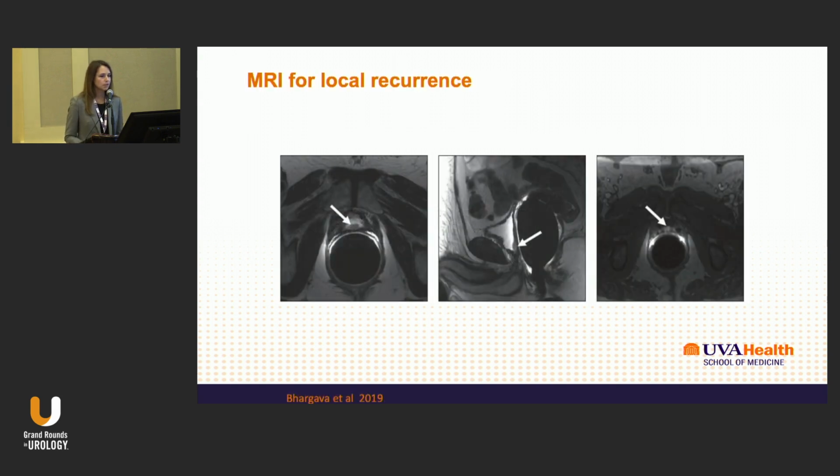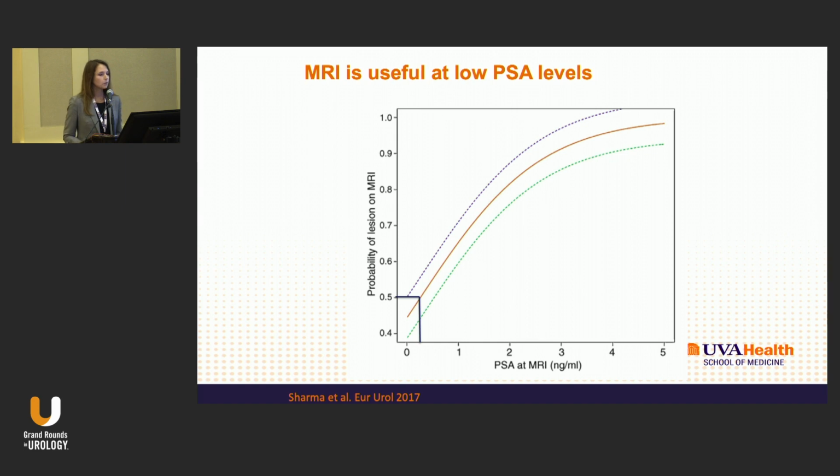So recurrent prostate cancer and MRI. This is very useful for local recurrence, but I very rarely have seen something as clear as these pictures where you see a nodule at the bladder neck. It's often a lot more subtle than that, but MRI is very useful and indicated for evaluation of elevated PSA after prostatectomy. And I picked this up from one paper.